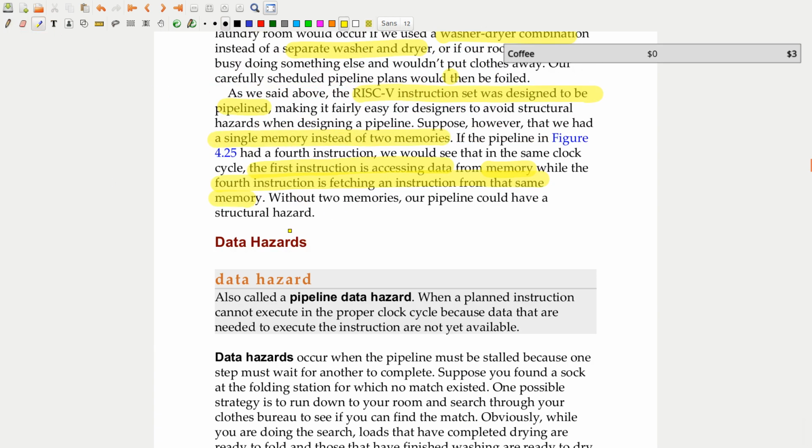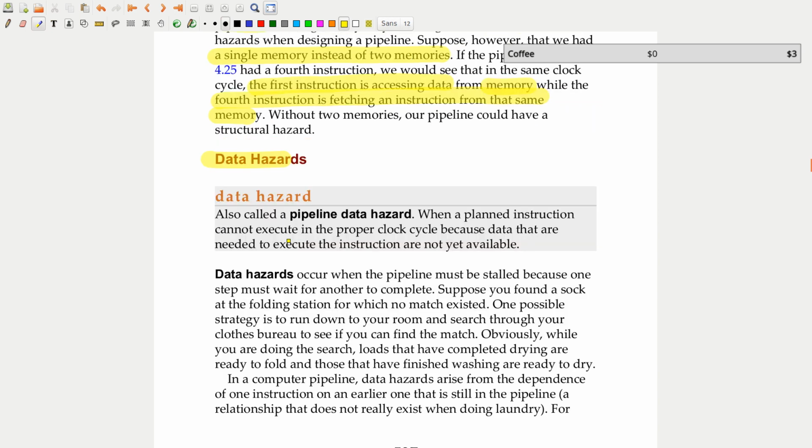Let's talk about ones that may be more interesting. So data hazards, also called pipeline data hazards, occur when a planned instruction cannot execute in the proper clock cycle because data that are needed to execute the instruction are not yet available. So we're still crunching on numbers that we want to consume in the instructions right behind it.